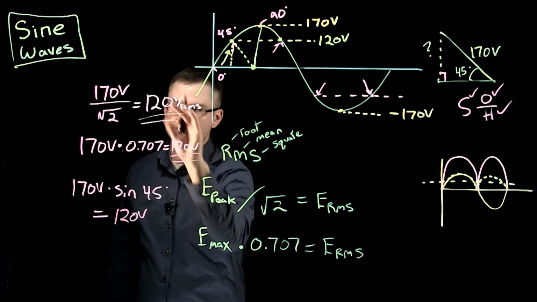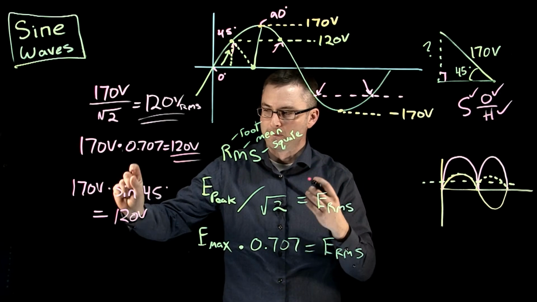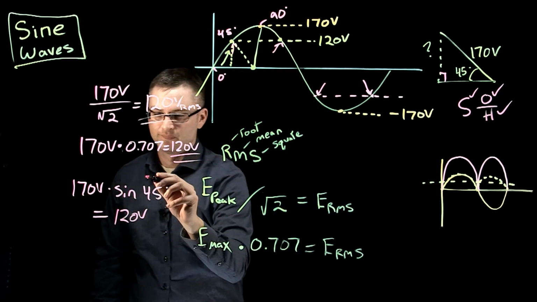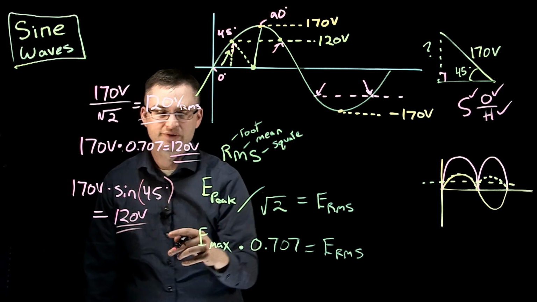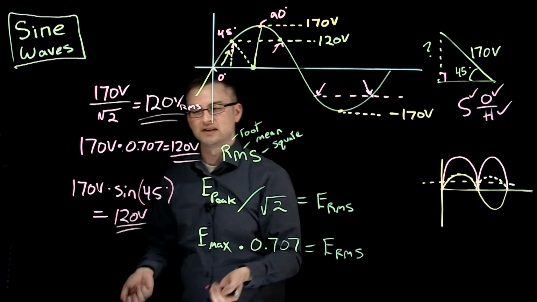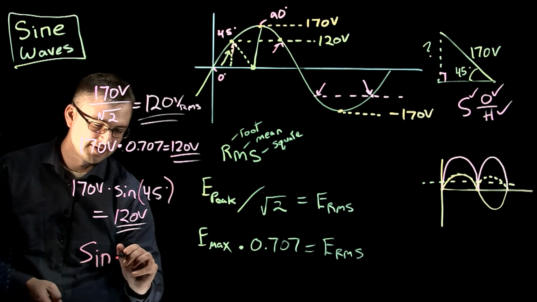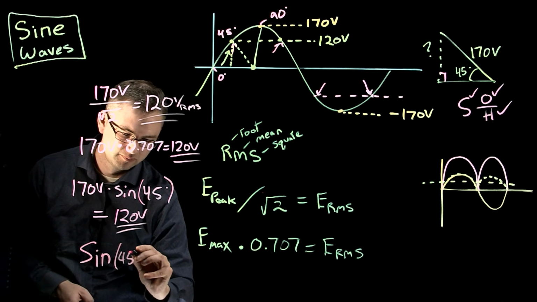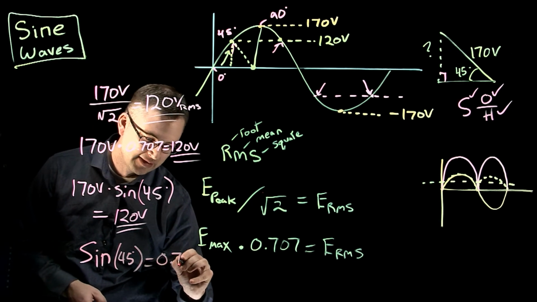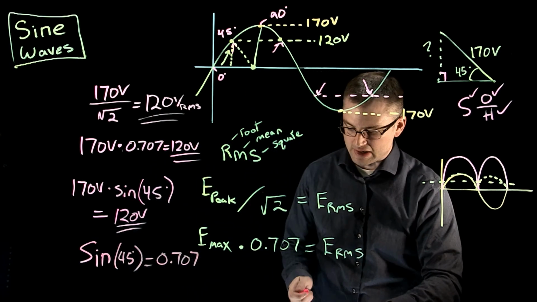Every time we do it, whether dividing by the square root of 2, multiplying by 0.707, or multiplying by the sine of 45 degrees, every time we got to 120 volts, which is exactly what our meter is measuring. And that's exactly what the effective value is. So just to go full circle on this, the sine of 45 is equal to 0.707, which is the number we used up here. So that's more or less why it worked out.